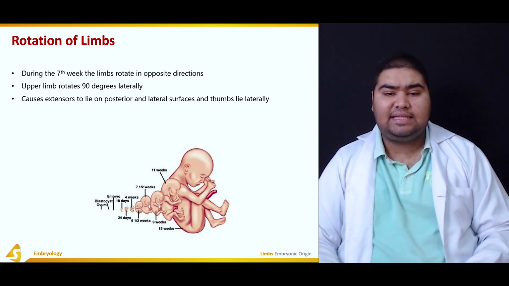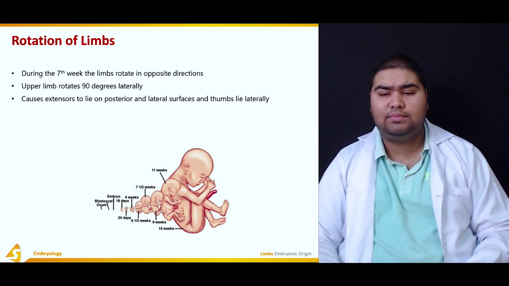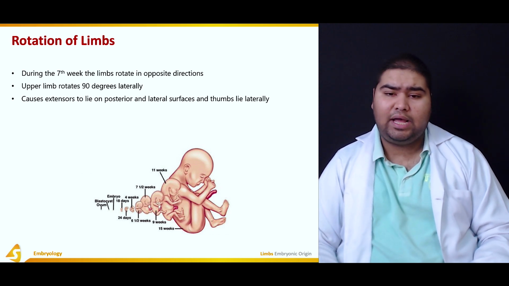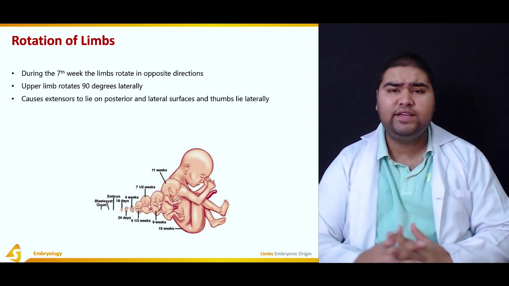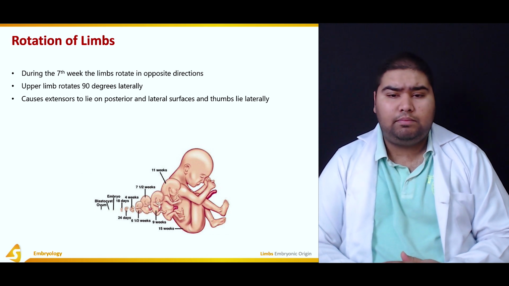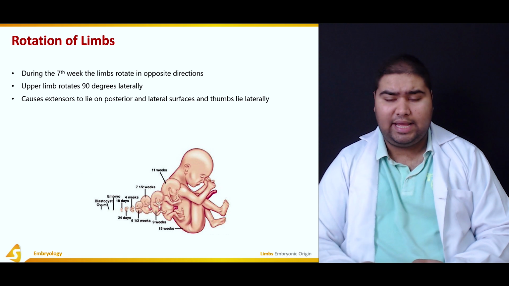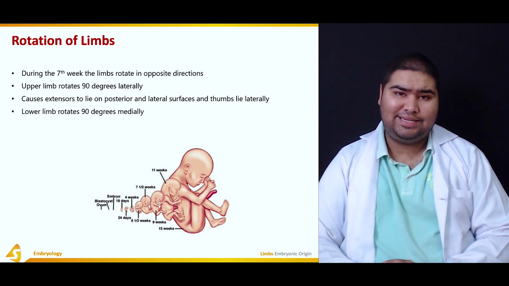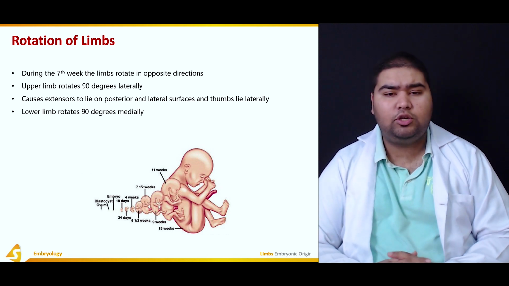It causes the extensors to lie on the posterior and the lateral surfaces, and the thumbs lie laterally. Obviously, the extensor muscles of the upper limb lie on the posterior and the lateral surfaces, and the thumbs are now pointing laterally. Lower limb rotates 90 degrees medially.